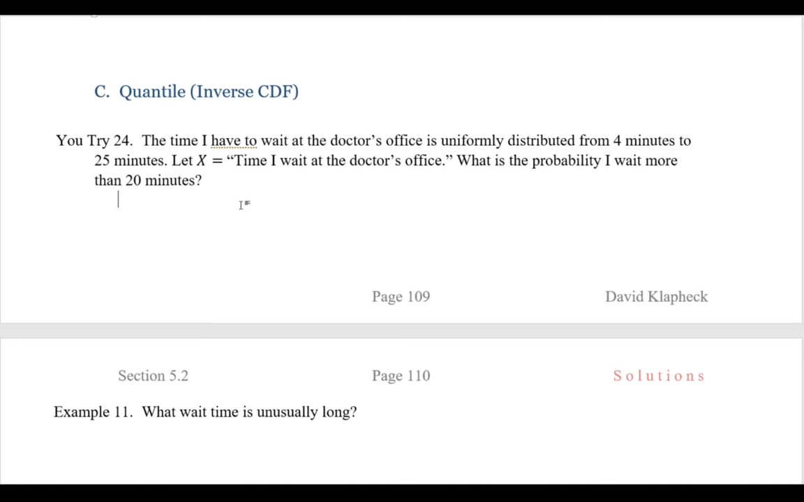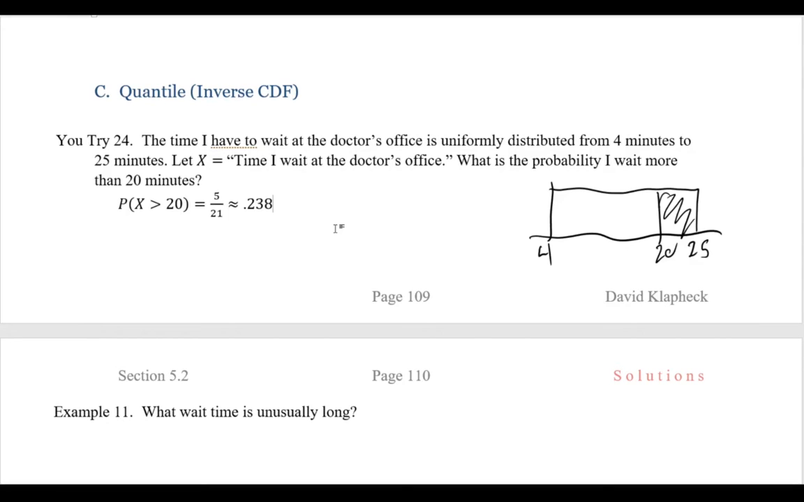If the time I wait at a doctor's office is uniformly distributed between 4 minutes and 25 minutes, then we're letting x be my random variable, which is a measurement of my wait time. Then what's the probability I wait more than 20 minutes? Pause here, you try, then check back. It looks like I would wait this amount of time around 24% of the time.